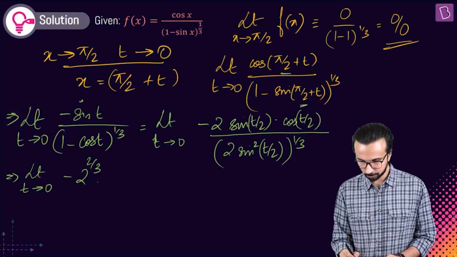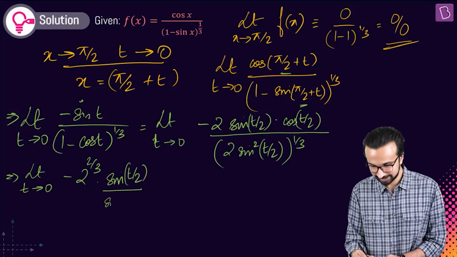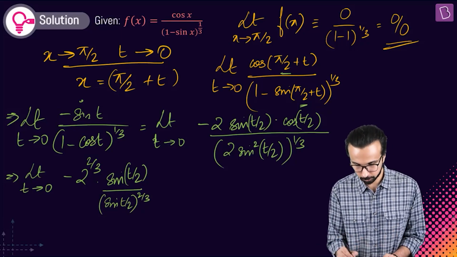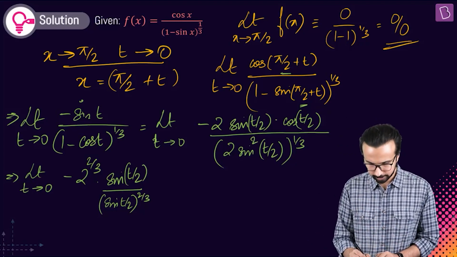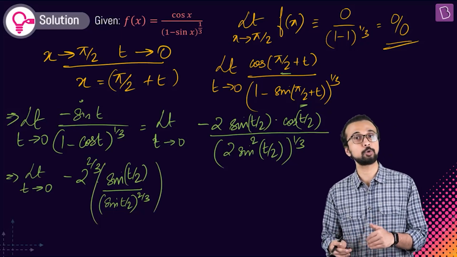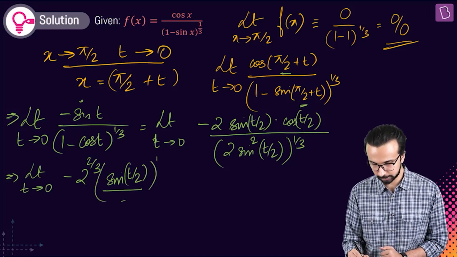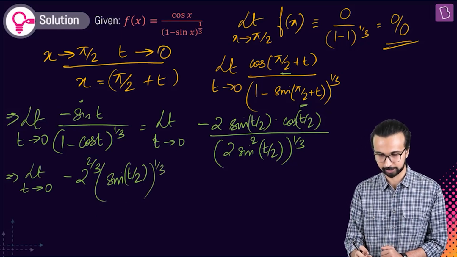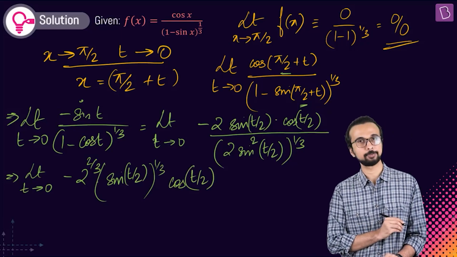What else do we have? In the numerator we have sine of t by 2, and in the denominator, sine square t by 2 raised to 1 by 3, so it becomes sine t by 2 raised to 2 by 3. Now can we make this numerator and denominator interact? Sine of t by 2 divided by sine of t by 2 raised to 2 by 3 gives sine of t by 2 raised to 1 minus 2 by 3. 1 minus 2 by 3 is 1 by 3, so that is taken care of: sine of t by 2 raised to 1 by 3. What other term is left here? There is a cos of t by 2 left.